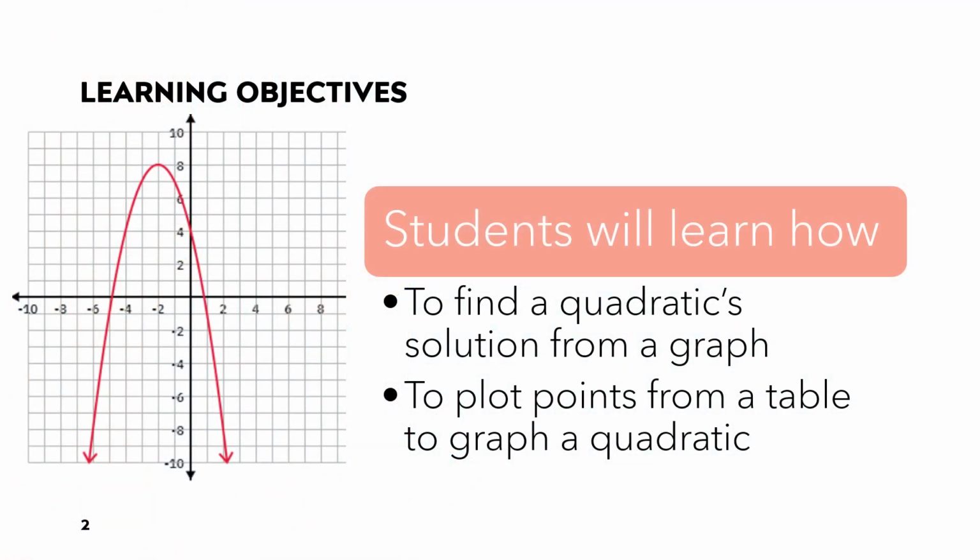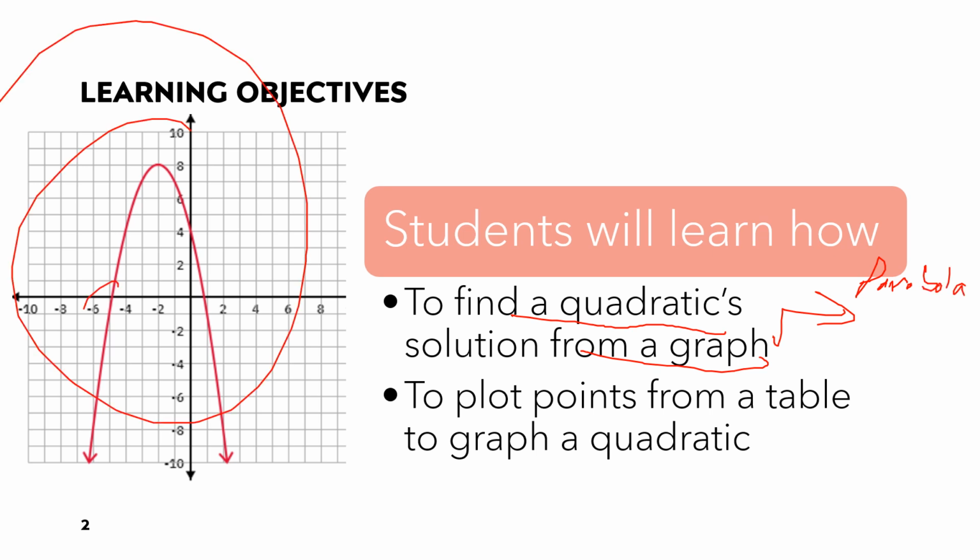First, you're going to find a quadratic solution from a graph. If you remember from last lesson, the graph for a quadratic is called a parabola. We have one here. The solution is where it crosses the x-axis. It really is that easy. Sometimes the graph may not be given to you, in which case you have to plot points from a table to graph a quadratic. And you've done that before with linear.